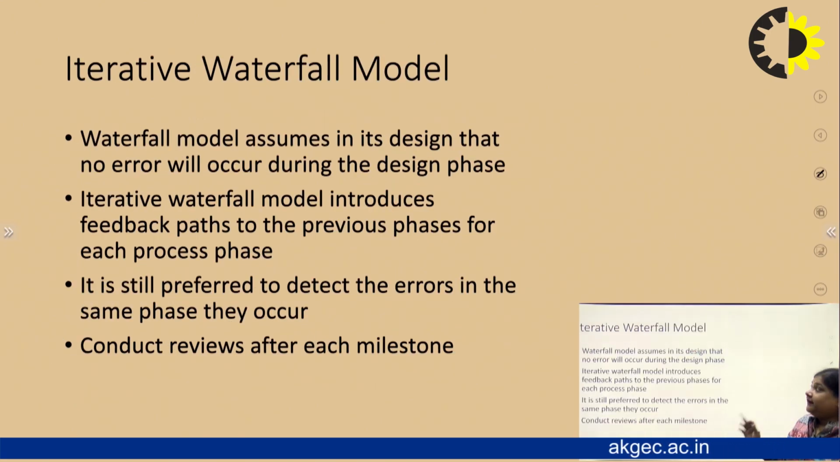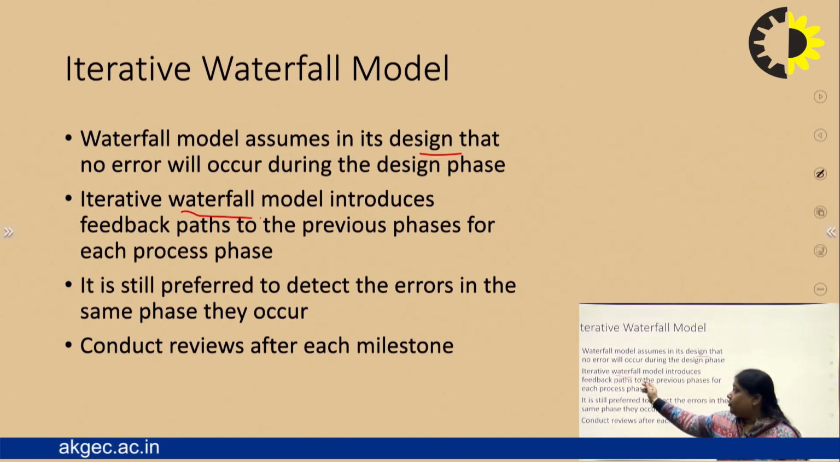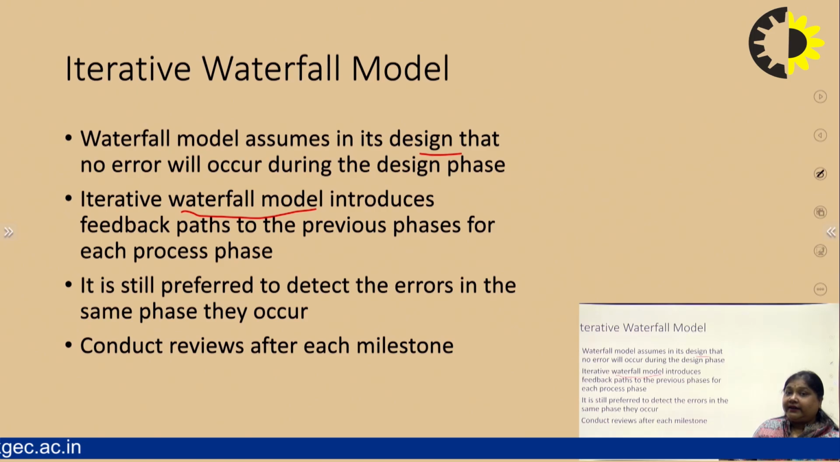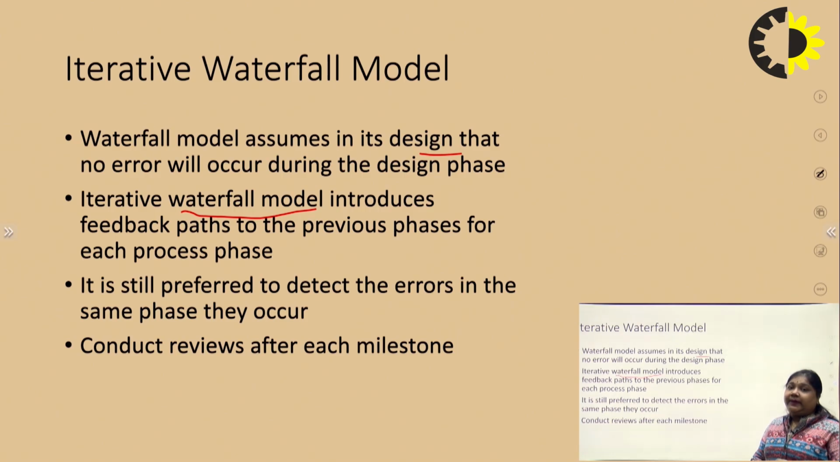Next, we have the iterative waterfall model. To improve the waterfall model, we have the iterative waterfall model. It assumes in its design that no error will occur during the design phase. It introduces feedback paths to the previous phases from each phase. As we know, in the waterfall model we cannot go back to the previous phase, but in the iterative waterfall model the next phase gives feedback to the previous phase and it can be changed accordingly. It is still preferred to detect errors in the same phase in which they occur. So conduct reviews after each milestone.